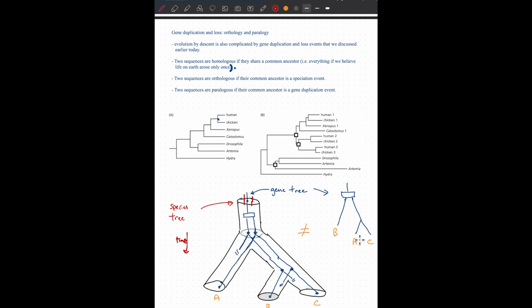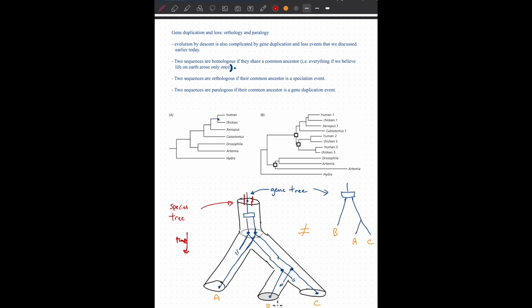Now, if I go from A to B, I have to go all the way back here like before, but now I have to go all the way back up here to this duplication to come back and go down to B. Likewise, for C to B, I have to go all the way back up to this event here, back up through the duplication, and down here.